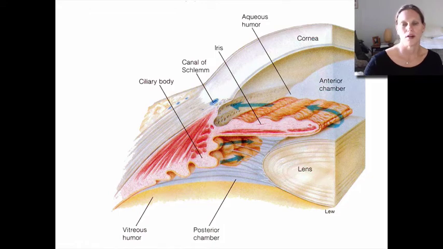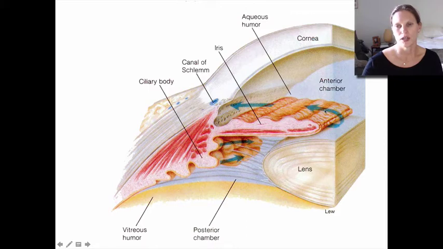But what we want to talk about is the fluid that's produced here in the back. This is called the ciliary body. These are the accessory ligaments that attach to the lens. The ciliary body is where the fluid in the back of the eye called the vitreous humor is produced. And then that fluid travels, kind of squeezes through this little space here, and some of the more mucilaginous or proteins kind of stay back.